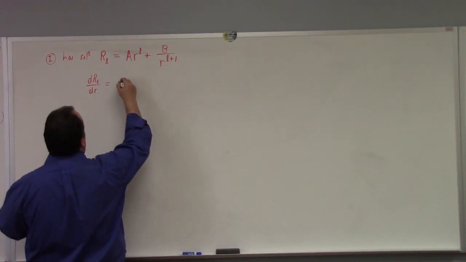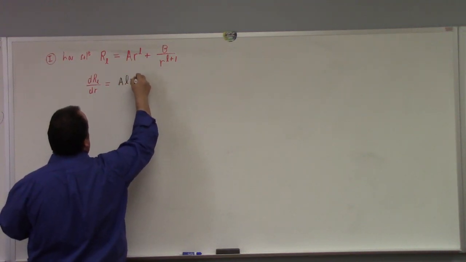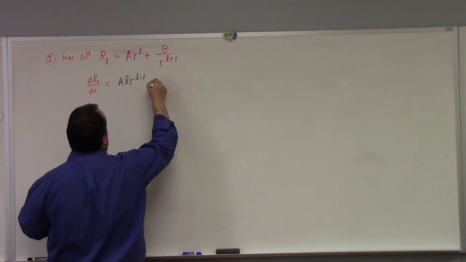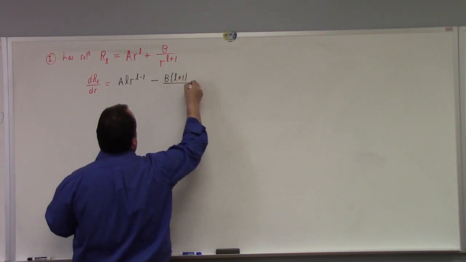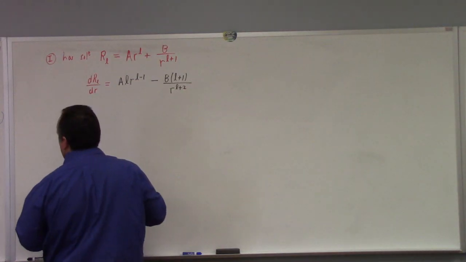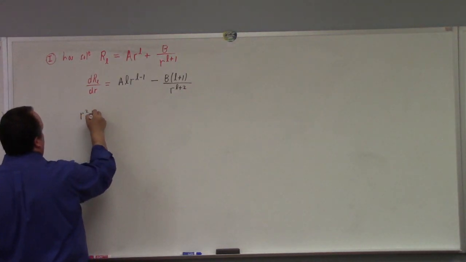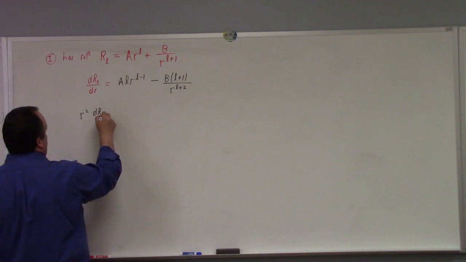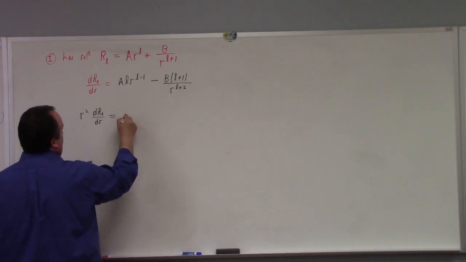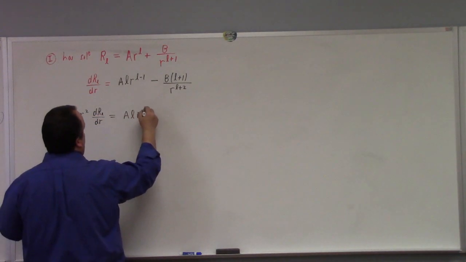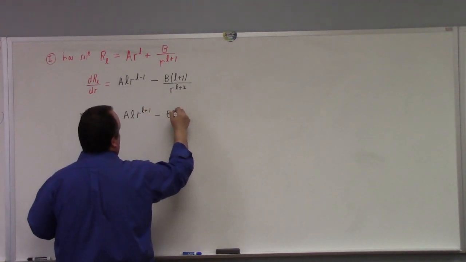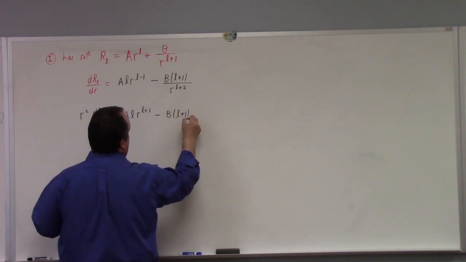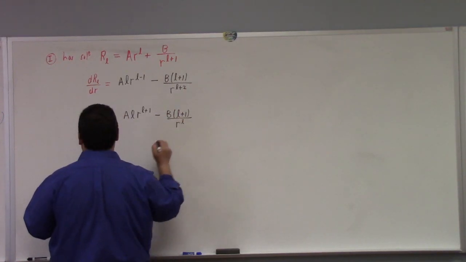We have A, L, R to the L minus 1, right? Minus B times L plus 1 divided by R to the L plus 2, right? And then we do R squared times dR. What does that give us? That gives us A, L, R to the L plus 1 minus B times L plus 1 divided by R to the L, right?